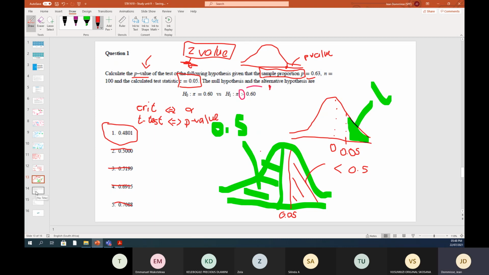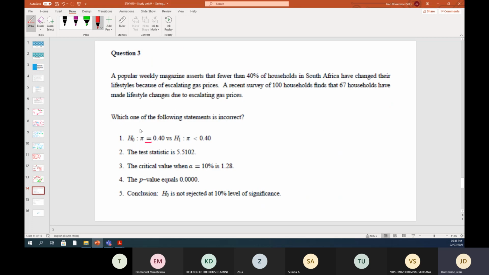So let's look at the next one, with a lot of information again. A popular weekly magazine asserts that fewer than 40% of households in South Africa have changed their lifestyle because of escalating gas prices. Okay, so fewer than, equal to, so that is correct. Fewer than is your alternative hypothesis, and that is smaller. So that is correct. We are again looking for the incorrect one.